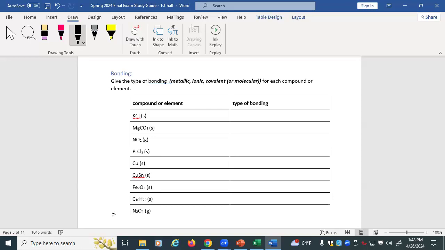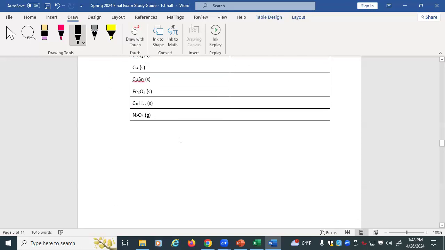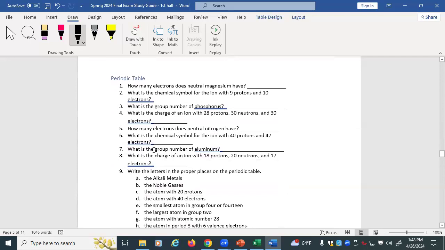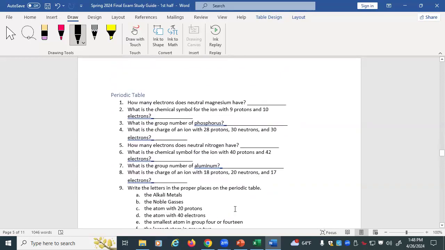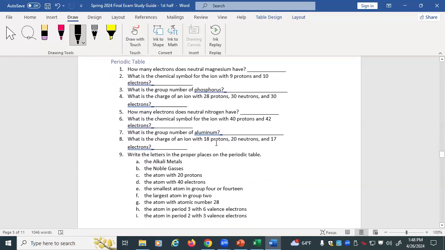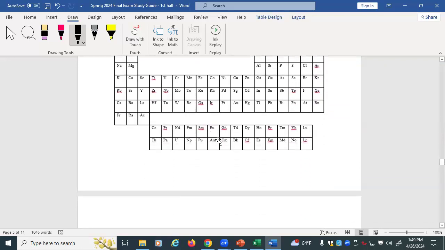For covalent or molecular bonding, you're looking for just non-metals. So things like this, C10H22, carbon is a non-metal, hydrogen is a non-metal. Together, they make a covalent, a molecular compound. And then we get into stuff, periodic table, which kind of overlays a lot of that stuff that we're talking about with isotopes, along with some information there.